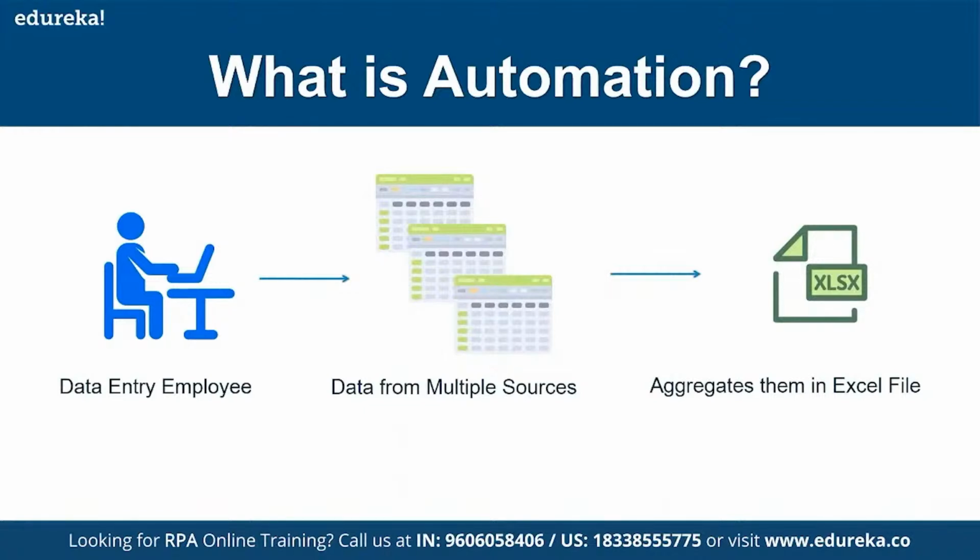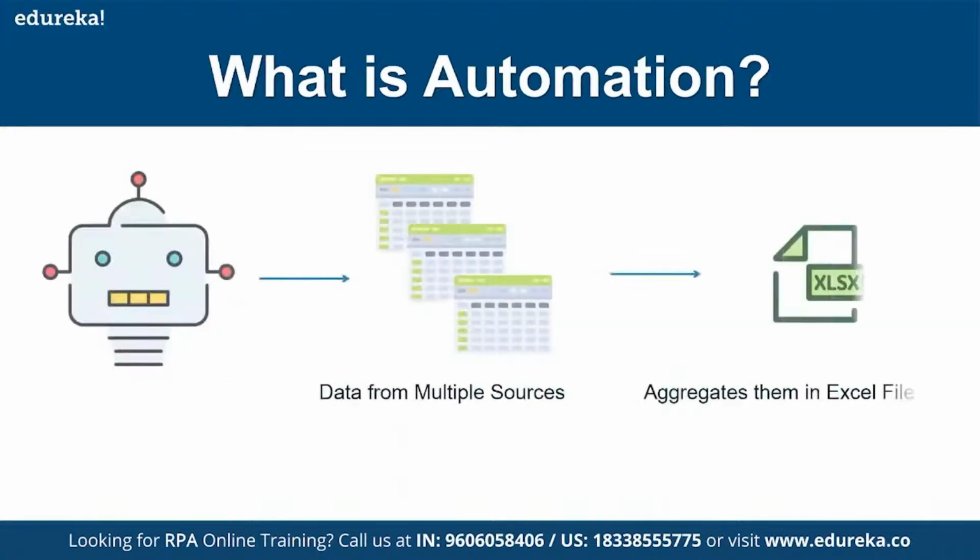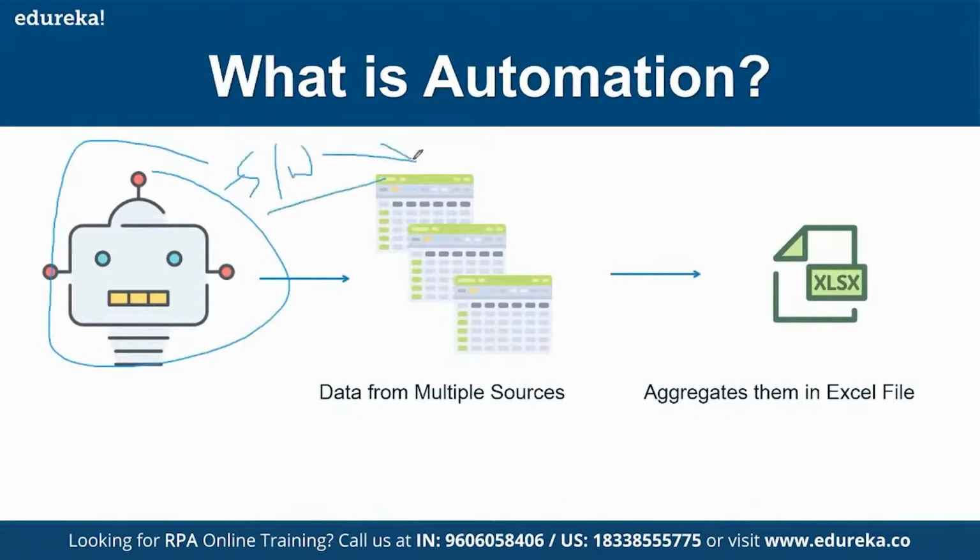That is completely manual work. The same work, collecting the data from multiple sources and aggregating it into an Excel, if you have a machine which has the capability to do that, that is your automation. And the machine you are seeing here is generally a software, and that software we call a robot.